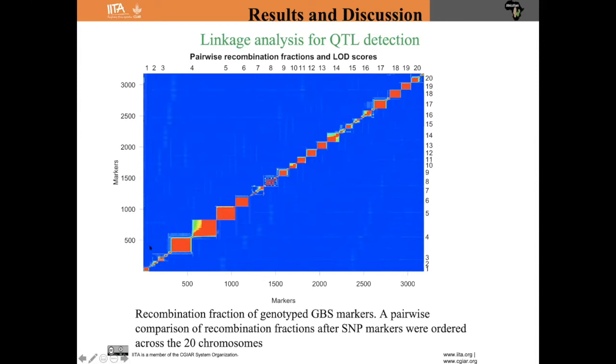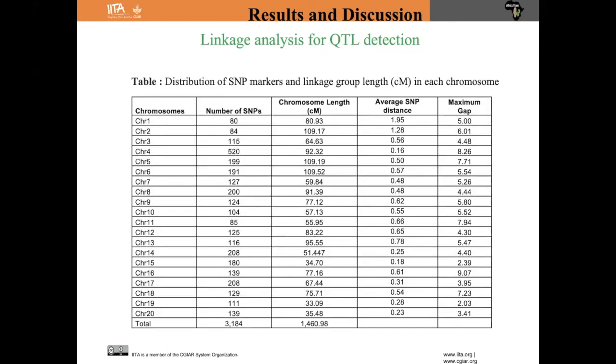And then here we have a very good, before we were not having very good pairwise recombination, and then we apply some algorithm to order those markers that were not really in the good linkage group. And then at the end, we got this very nice pairwise recombination that we use for future analysis. And then here is the table where we have the marker distribution across the chromosome.